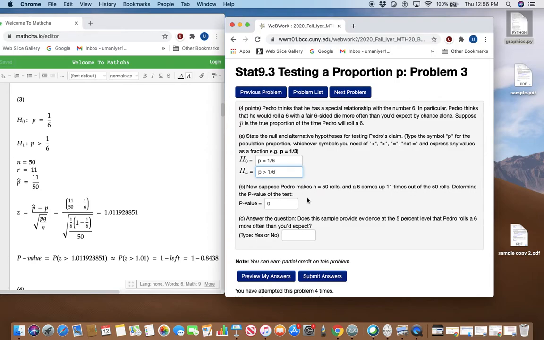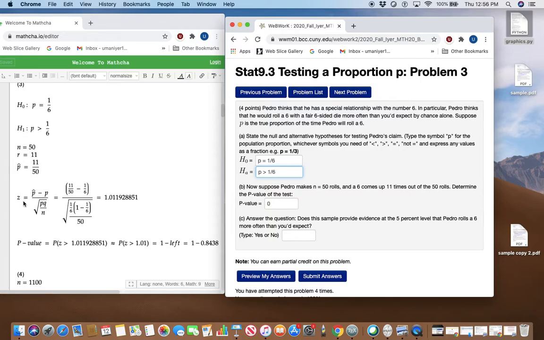To find the P value, you first need the test statistic given by this particular formula, P hat minus P over square root of PQ over N. So P hat is 11 over 50 minus little p, which is 1 over 6. Q is 1 minus little p, the whole over 50. You put all this in your calculator, you should get something like this.